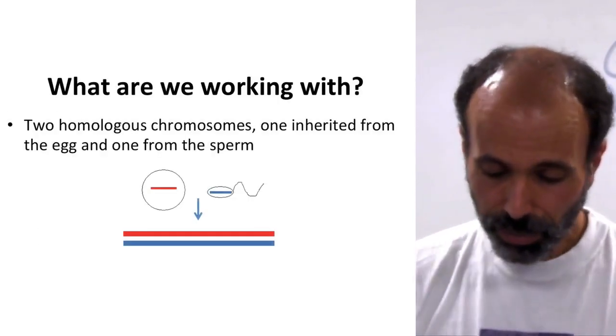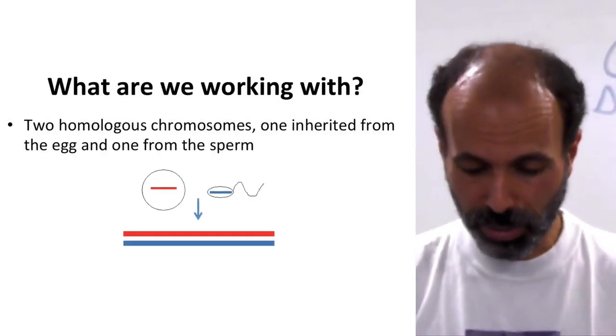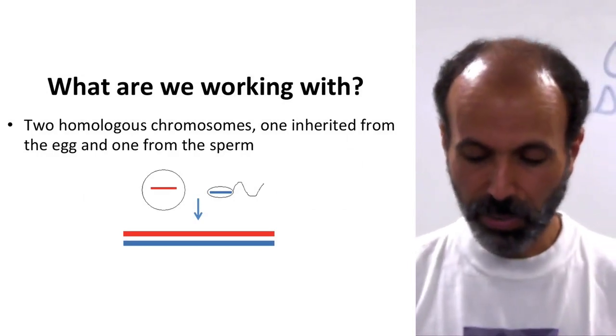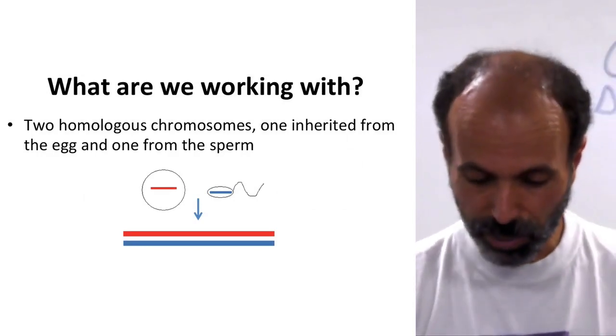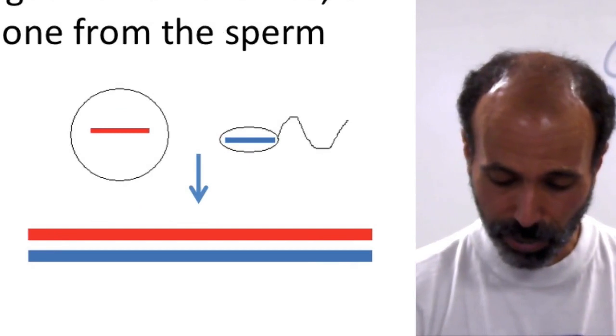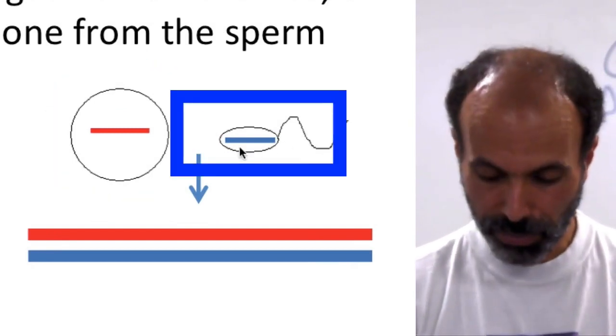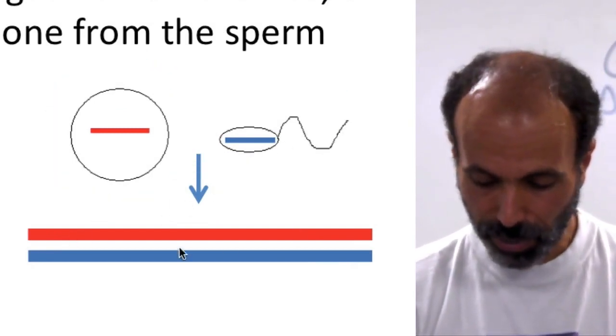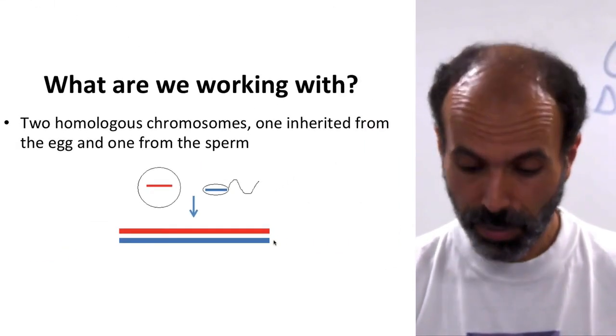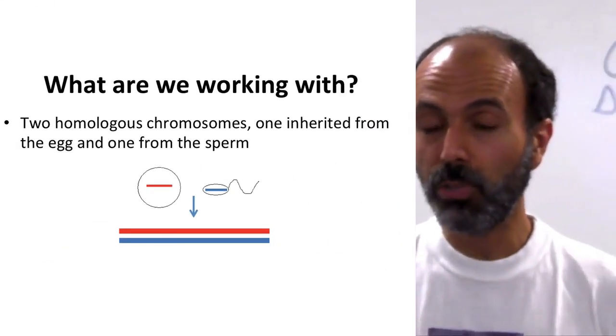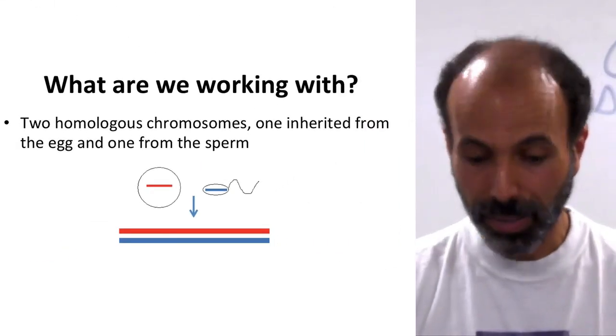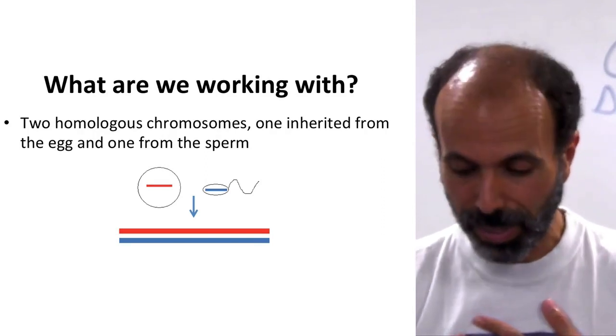So let me just walk through this a little bit more slowly. So you have two homologous chromosomes, one inherited from the egg, one inherited from the sperm. So here's your egg chromosome, here's your sperm chromosome. You see them both. So here they are, they're put together. Okay. So what happens then in the individual? Let's say, for example, this is me, and the red I got from my mom, the blue I got from my dad.